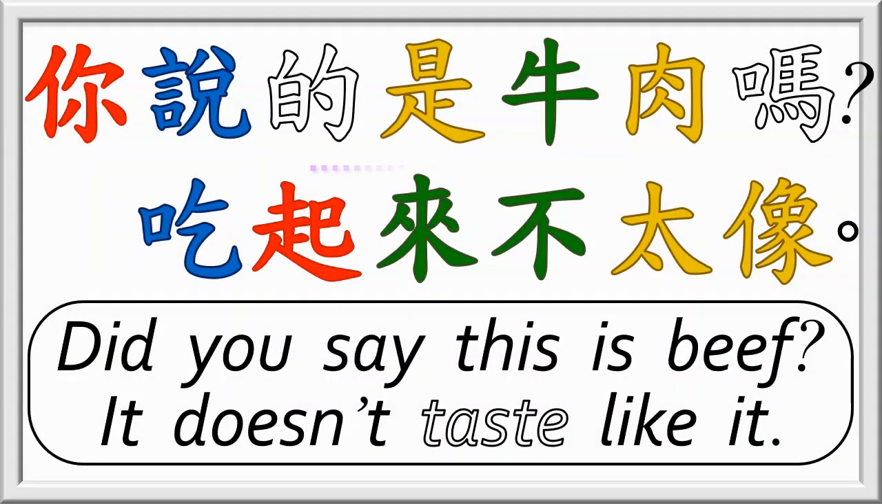And 吃起来 is one's first impression when eating something. So it means to taste like. 你说的是牛肉吗？吃起来不太像。 Did you say this is beef? It doesn't taste like it.